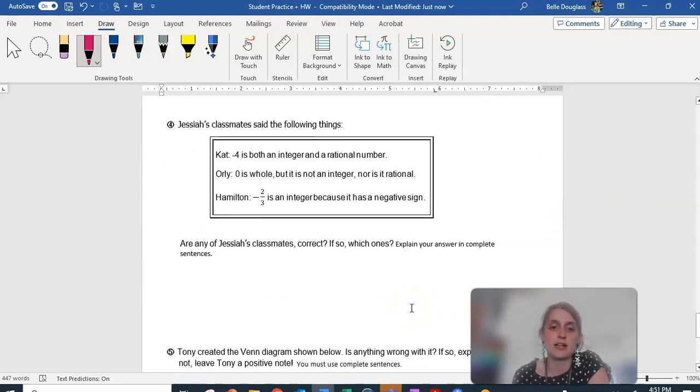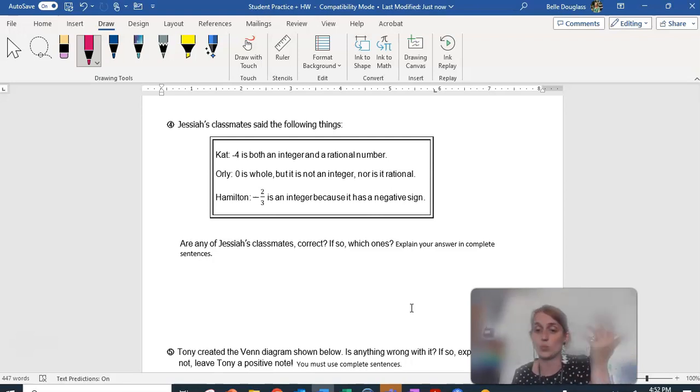Josiah's classmates said the following thing. Kat said, -4 is an integer and a rational number. Orly said, 0 is a whole number, but we can't call it an integer, and we can't call it a rational number. Hamilton said, -2/3 is an integer because it has a negative sign.